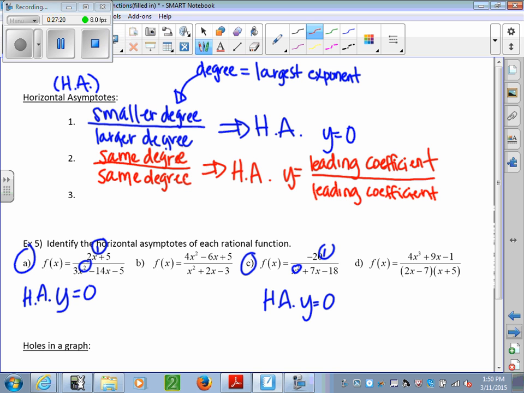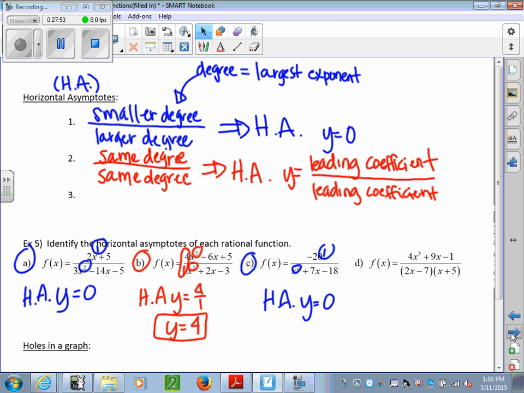Alright, so let's do one of these. Same degree over same degree. Let's look at B. We have a largest exponent, our degree is 2, over a denominator with a degree of 2. So it's same degree over same degree. So my horizontal asymptote is going to be my leading coefficient. So it's 4 divided by the coefficient in front of that x squared, which is a 1. So my horizontal asymptote is y equals 4 divided by 1, which is really just y equals 4. Okay, my horizontal asymptote.